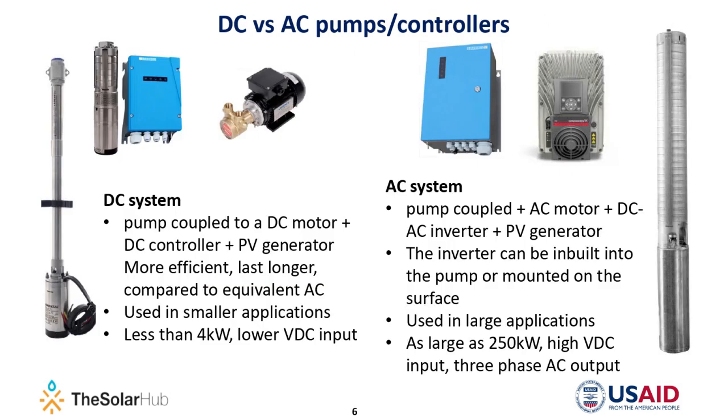Some background information on pumps. So a solar pumping system can either be DC or AC, and a DC system comprises a pump that is coupled to a DC motor and then connected to the PV generator via a DC controller. On the other hand, an AC system consists of a pump coupled to an AC motor and connected to the PV generator via a DC-AC inverter.